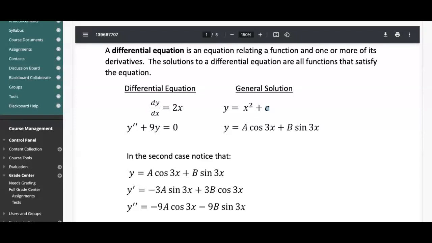Sometimes we want to have a unique solution, so we need to have an initial value, or at least 1 point.